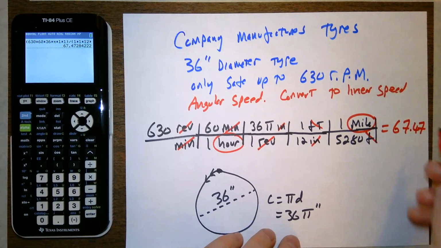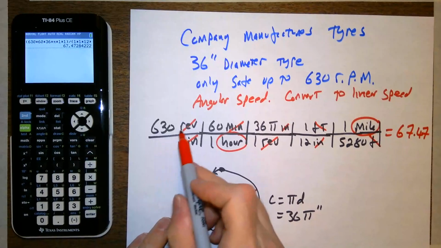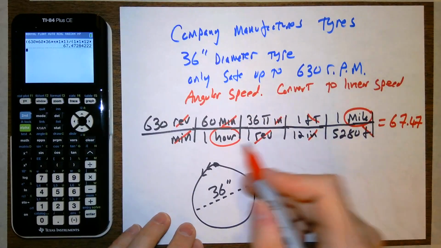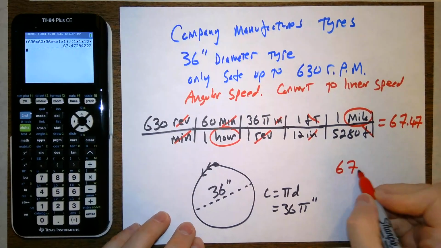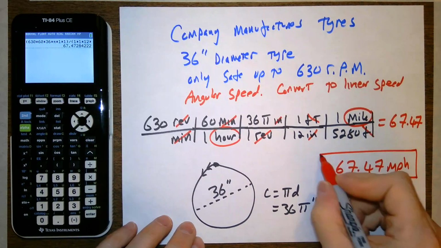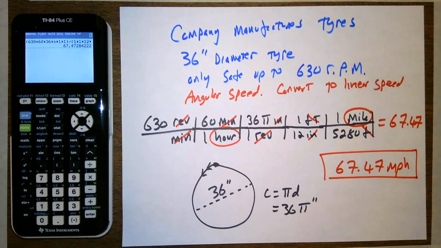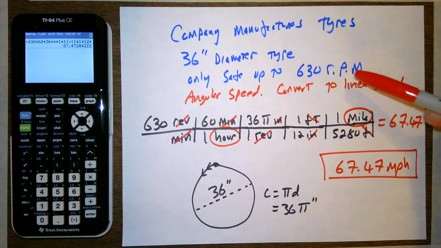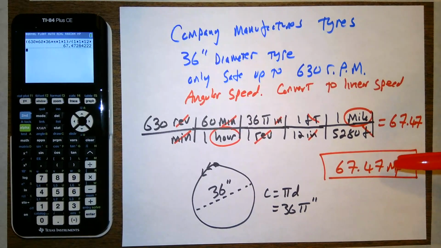Now, what does this mean? Well, we converted 630 revolutions per minute to miles per hour. 67.47 miles per hour. That is the safety limit of this tire. Don't drive this tire faster than 67.47 miles per hour. So the company might put a warning on the tire. Maybe they'd round it down to 65 miles an hour. Warning, do not drive faster than 65 miles per hour on these tires.